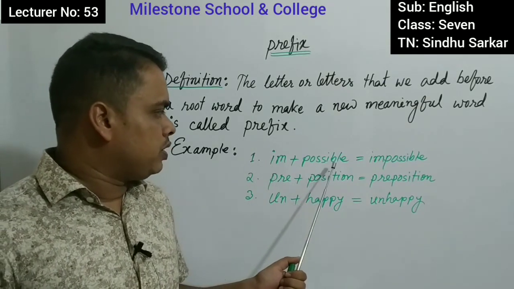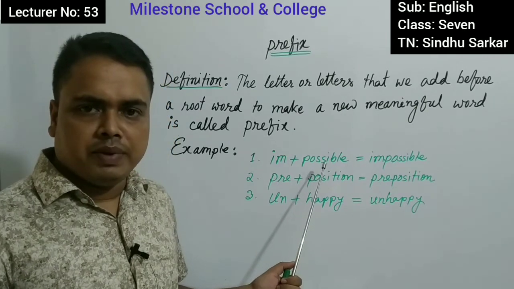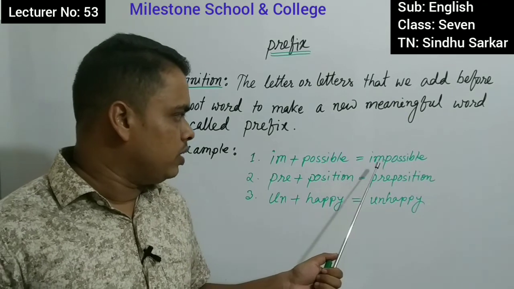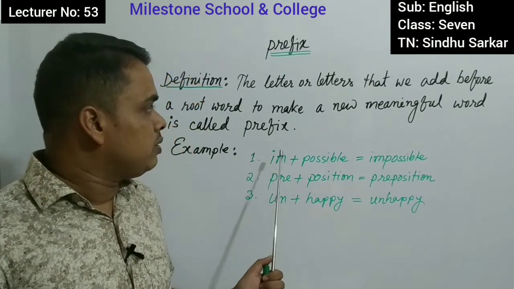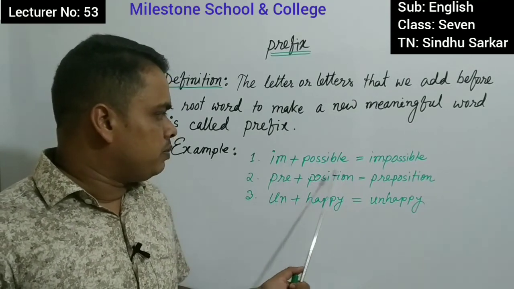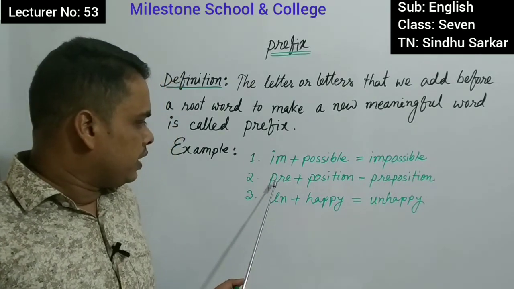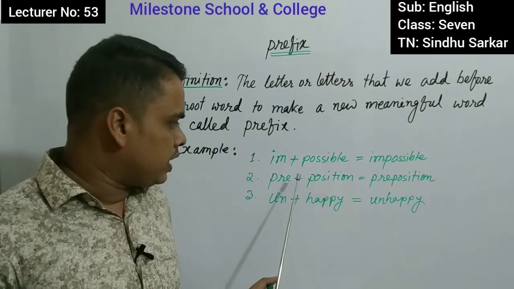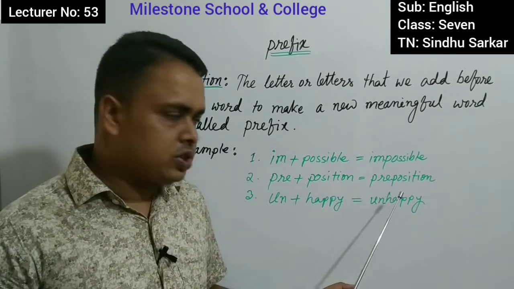Im plus possible. Here possible is the main word, I mean root word, and we are adding im with this and making a new word, that is impossible. So this im is called prefix. With this prefix we are making this new word impossible. Then example number 2, pre plus position. We are adding pre with position and making the new word preposition.